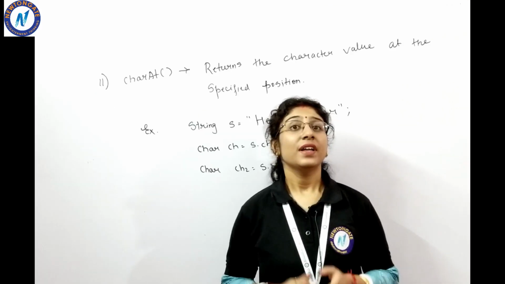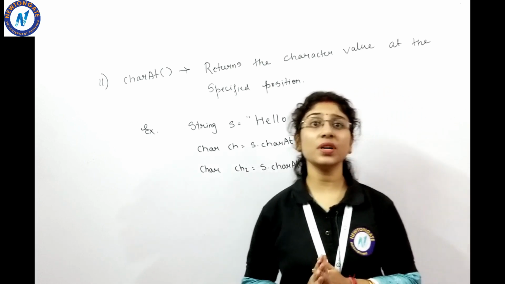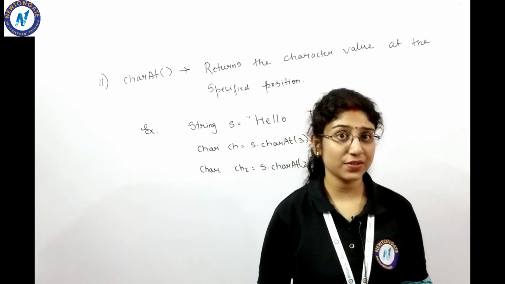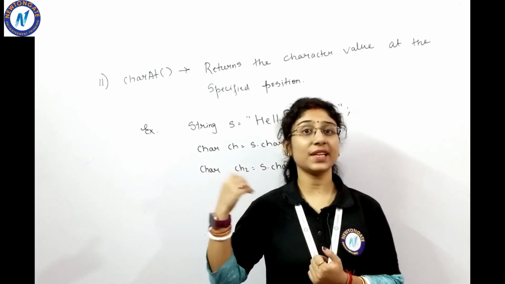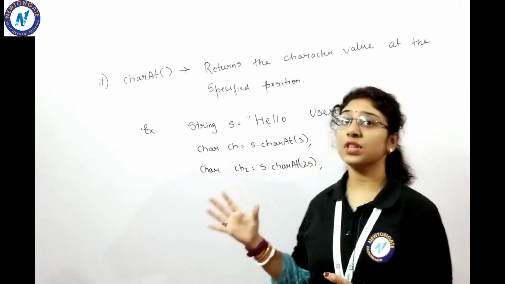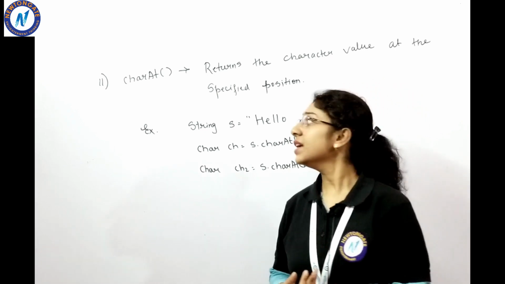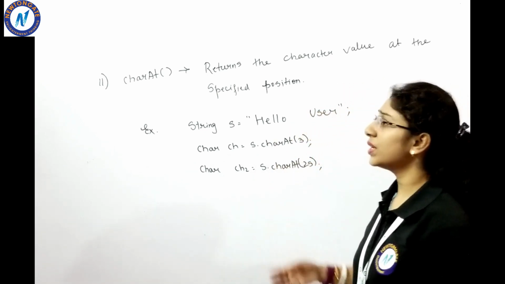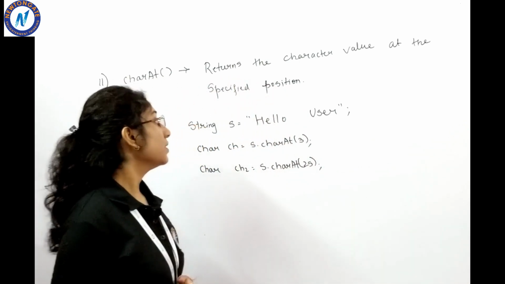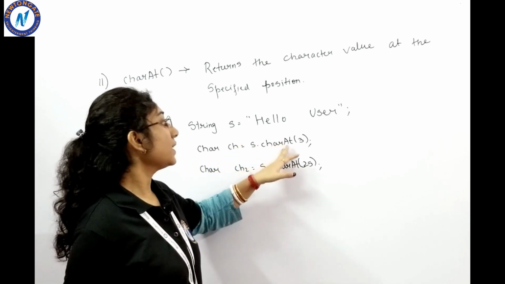Okay? Now the next function is the charAt function. The charAt function is used to do character extraction. Whenever we need to extract a character from the given string, we use the character extraction function, that is charAt. It will return the character value at a specified position, meaning we pass the position as an argument. Here you can see that I have stored string s equals hello user. Next is char ch equals s.charAt(3).